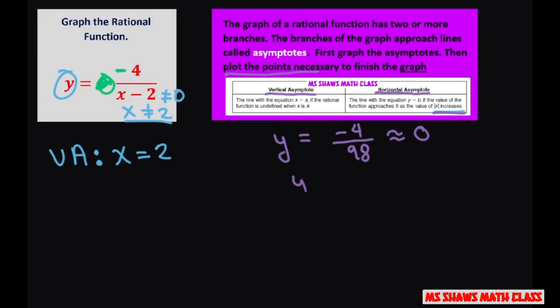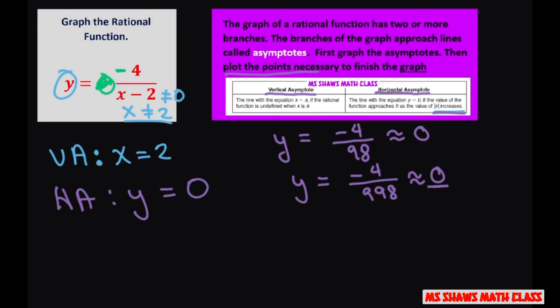Again, if you plugged in an even larger number, so if instead of 100 I plugged in 1,000, that would be 998. So as it gets bigger and bigger, it gets even closer and closer to 0. So your horizontal asymptote is going to be y equals 0. And then what we're going to do is draw these lines. Asymptotes are always lines. We're going to plot that and then just pick a few points and get the general idea of the graph.